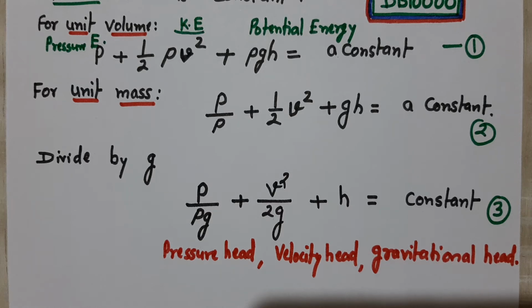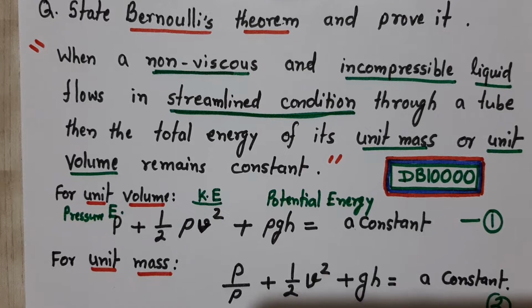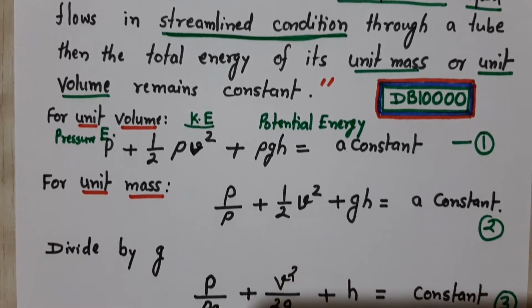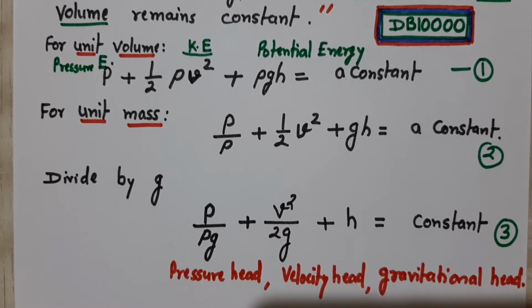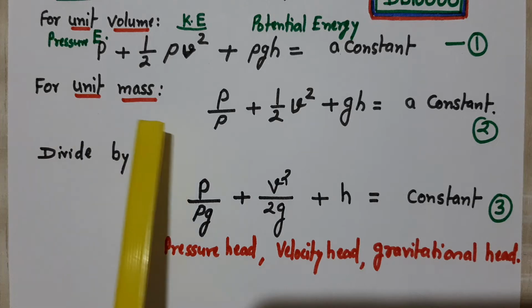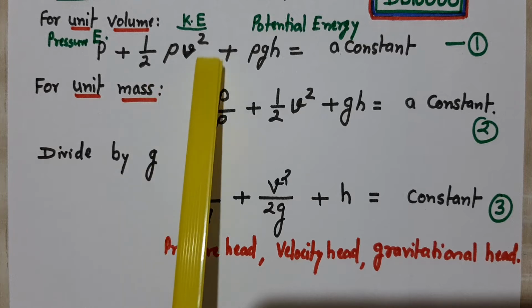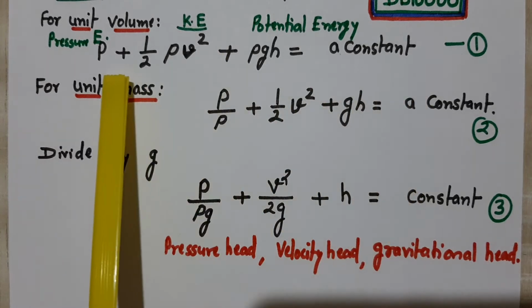Now, proof of the Bernoulli theorem. This is the Bernoulli theorem, and we will prove here that P plus rho gh plus half rho V square is equal to constant. This we will prove.